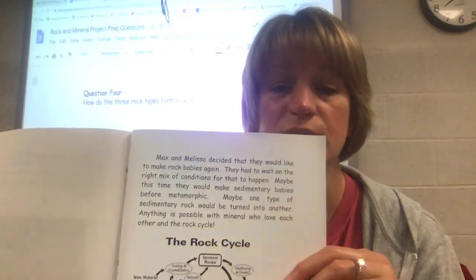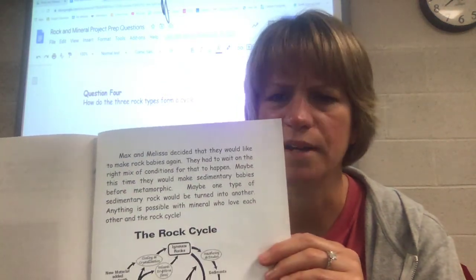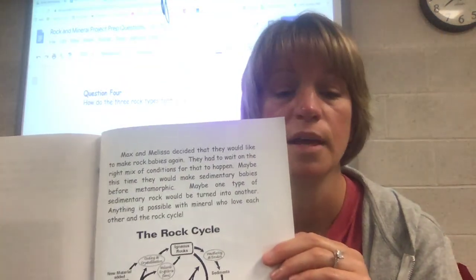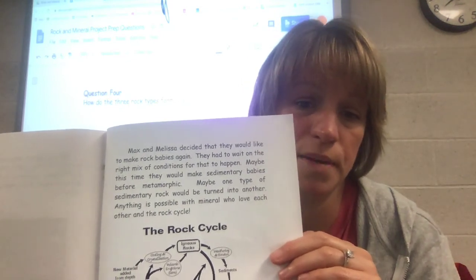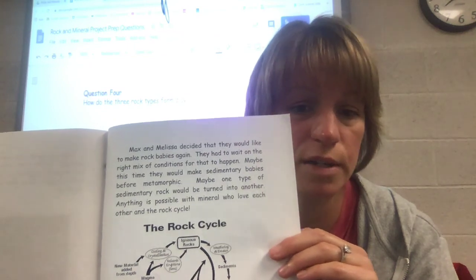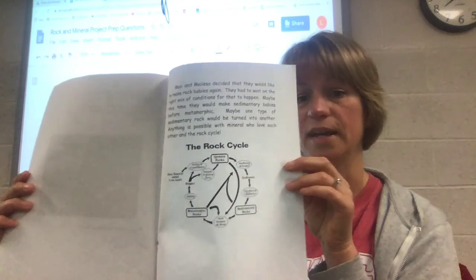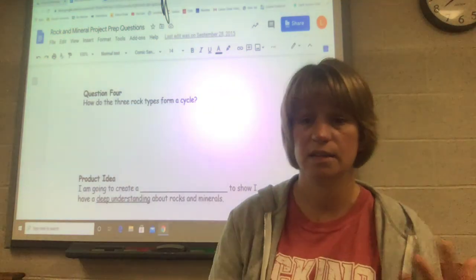Max and Melissa decided that they would like to make rock babies again. They had to wait on the right mix of conditions for that to happen. Maybe this time they would make sedimentary babies before metamorphic. Maybe one type of sedimentary rock could turn into another. Anything is possible with minerals who love each other and the rock cycle. So that is the end of my story.